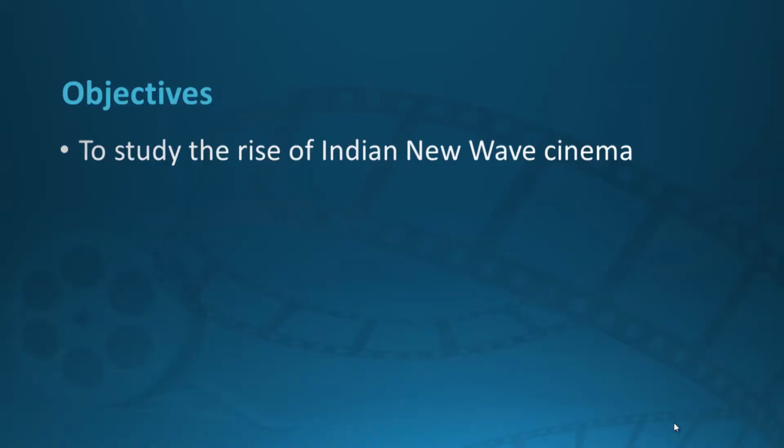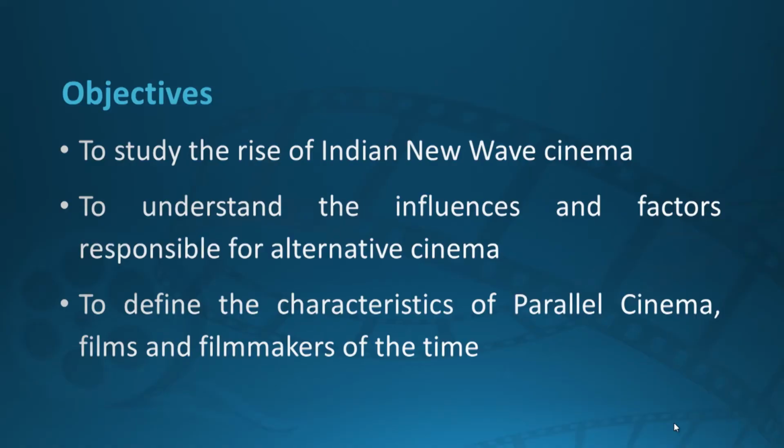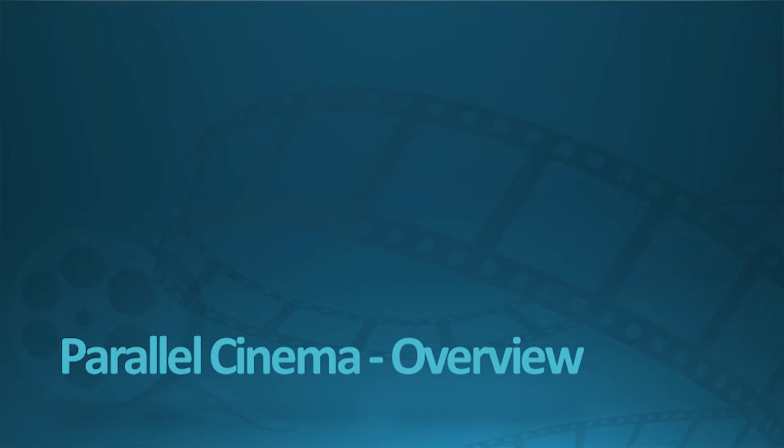So, what are the objectives of this lecture? By the end of this lecture, you would have studied how the Indian New Wave came to arise, and what were the reasons that a certain kind of cinema was being made. You will also be able to understand the influences and the factors that were responsible for this cinema, another name for parallel cinema, which is also known as alternative cinema. You'll also be able to define the characteristics that are very specific to this cinema and the films and the filmmakers of the time.